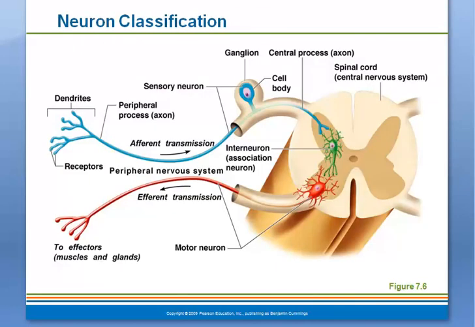So if we look here at this picture, you can see in action the afferent neuron that would carry information from its dendrites through its cell body to its axon into the central nervous system, and in this case it would be the spinal cord. That interneuron, or association neuron, associates information from the sensory neuron to the motor neuron, or the efferent neuron, which carries information from its dendrites to its cell body and then out through its axon to some effector, which would be a muscle, a gland, or some other neuron.